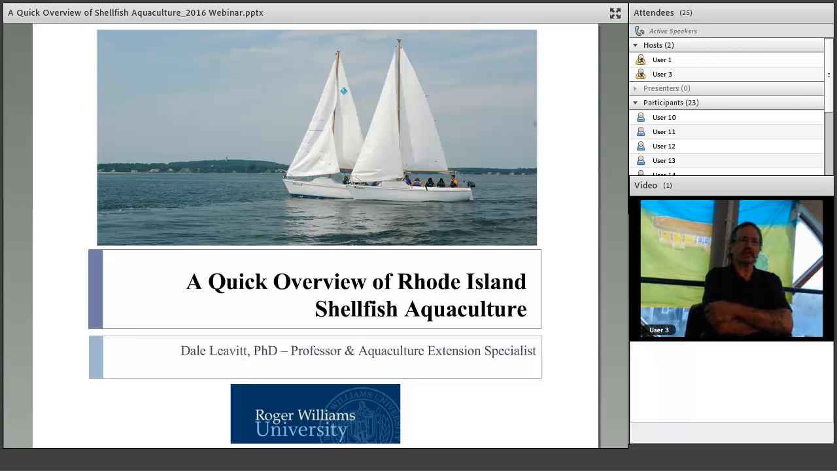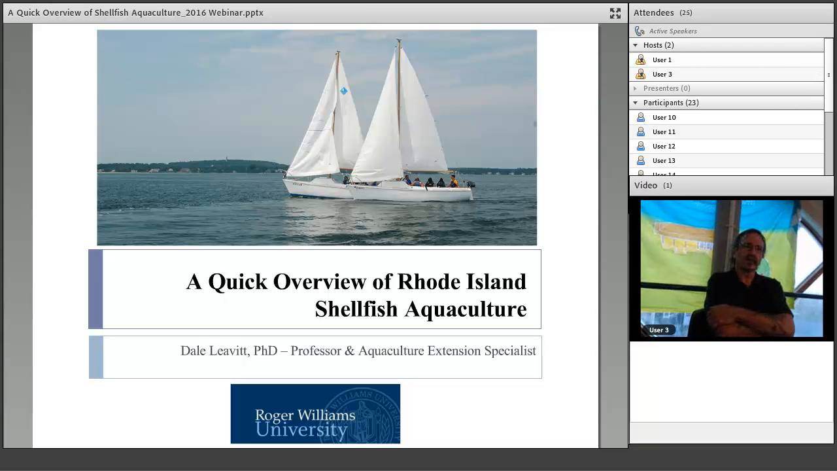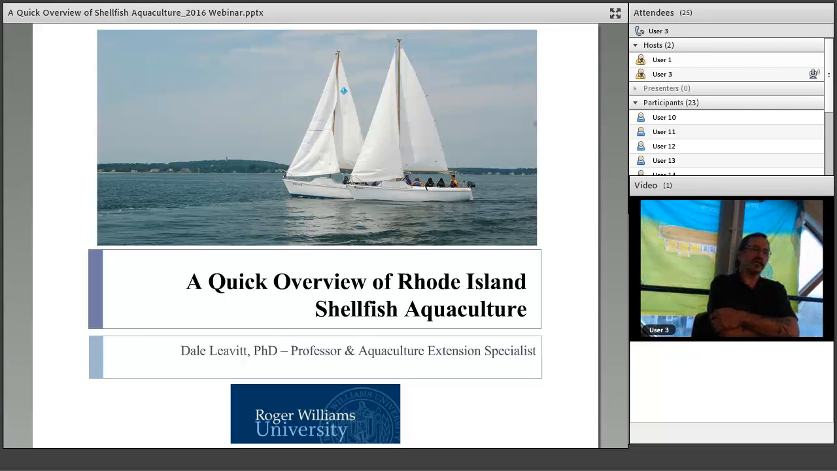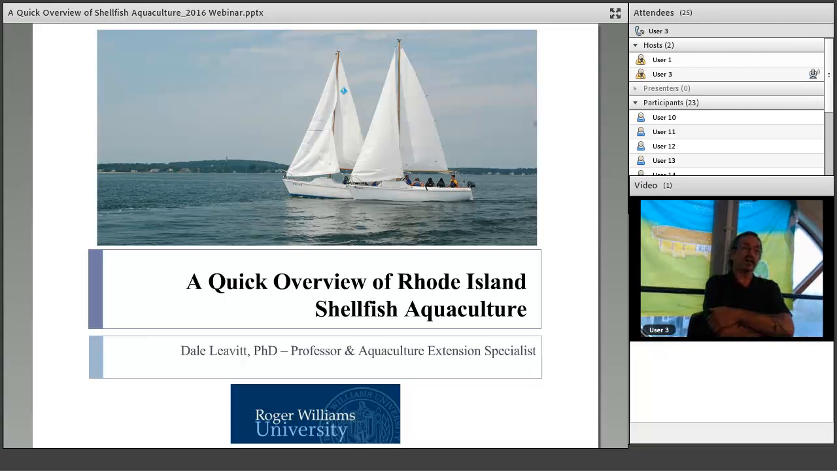So you'll notice that throughout my presentation, it's really going to focus on oyster aquaculture because that is the overwhelming species that's currently being cultured. As you can see, the title of my talk is a quick overview of Rhode Island shellfish aquaculture. And you'll notice I've got this nice photo of a couple of sailboats cruising across Duxbury Bay. If you look way in the background, you can see the Miles Standish monument sticking up through the top of that little knoll on the backside.